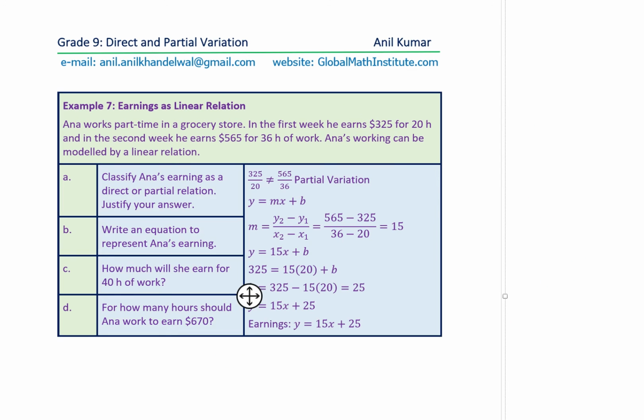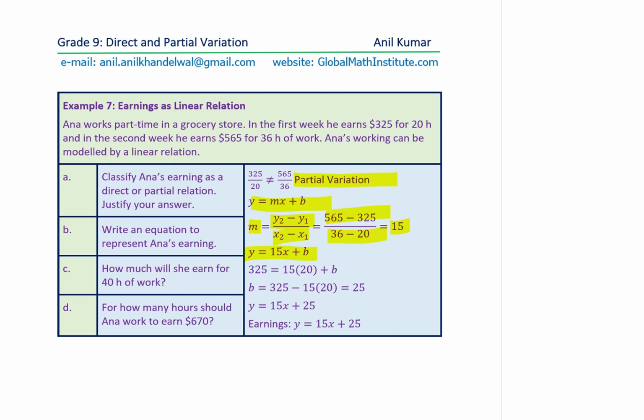Here is the solution for question number 7. So as I was saying, find the ratio of 325 to 20, 565 to 36. It is not the same, and therefore we can say it is a partial variation. The equation will be of the form y equals mx plus b. To find m, we'll do y2 minus y1 divided by x2 minus x1. So we took the higher values first. 565 minus 325 divided by 36 minus 20 gives us 15. Therefore, the equation is y equals 15x plus b.